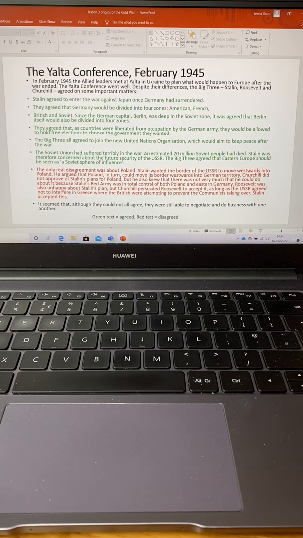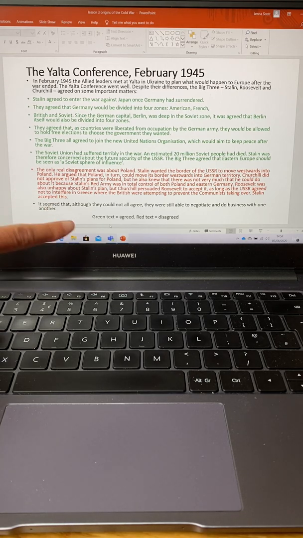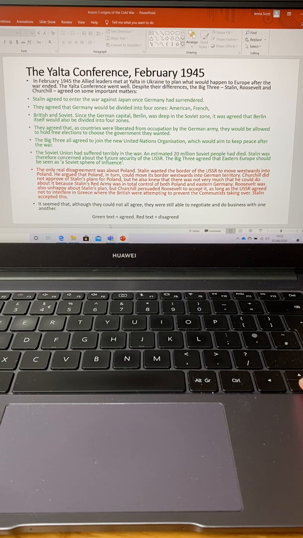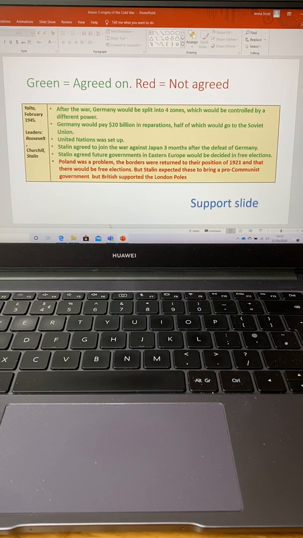So we've got a bit of reading to do first of all. Yes, there's quite a lot of reading to do on that slide, but the next slide is reduced and is the support slide. So if you're struggling with all of that reading, move yourself on to the next slide. I've colour coded it a little bit. Green is stuff that the 3 countries agreed on. Red, they weren't so sure about. So you can already start to see that there is a tension between these 3 countries. As I said, if that was too much reading, have a look at that. It's there to support your learning.